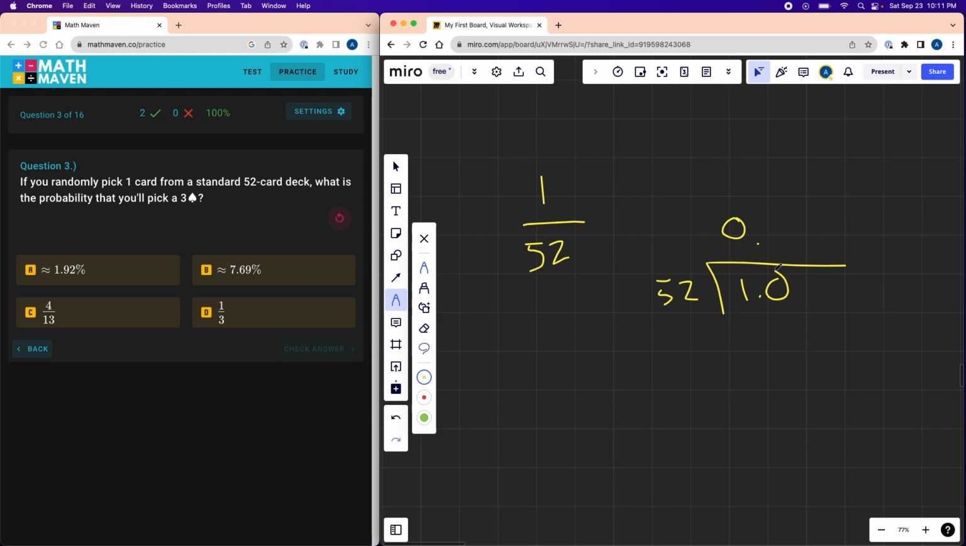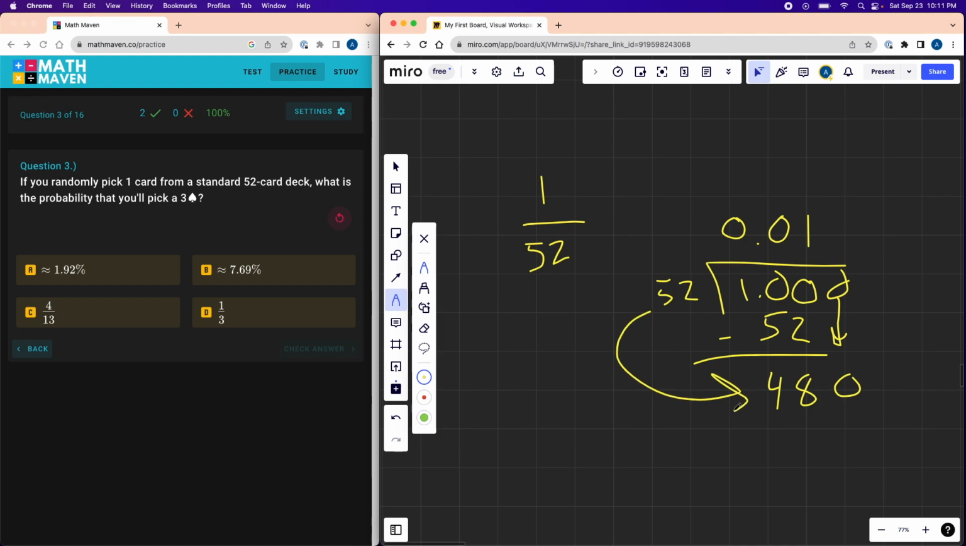52, how many times can that go into 10? Well, again, that's still 0. So let's add another 0. 52, how many times can that go into 100? Well, that will be 1. 1 times 52 is 52. And then we subtract. That's going to give us 48. We could say, how many times does 52 go into 48? It doesn't, so then we need to drop another 0 down here. And then we could ask ourselves, how many times does 52 go into 480?